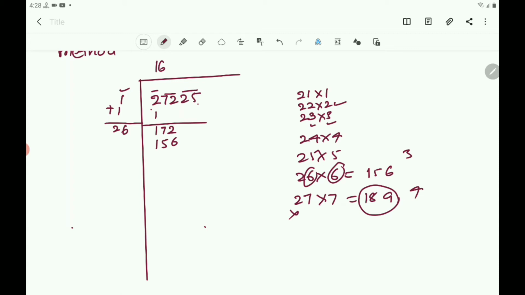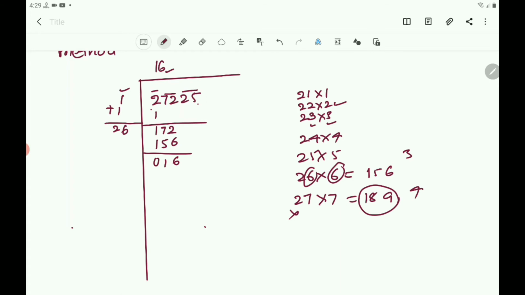So you take 6 and multiply it by 6. So you got 156. Now you subtract. Then it is 12 minus 6 is 6. And 6 minus 5 is 1. 1 minus 1 is 0.